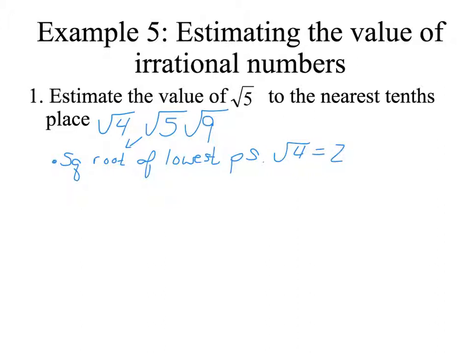2 is going to be our starting point, and we're just going to make a list. We're going to start with 2.1, and we're going to square it. Because remember, some number squared gave us 5. We're going to do 2.2, and we're going to square it. We're going to do 2.3, and we're going to square it.